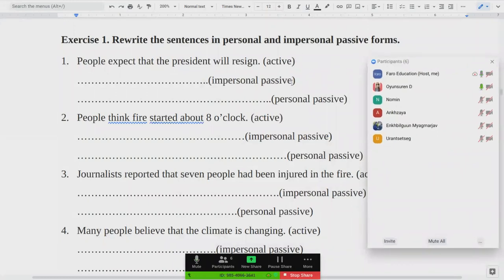Okay. People expect that the president will resign. It is expected. It is expected. The president is expected to resign.